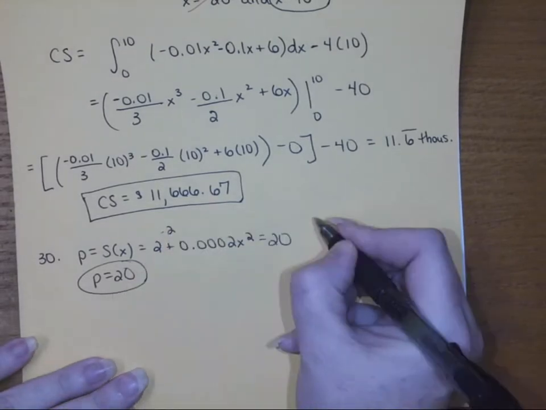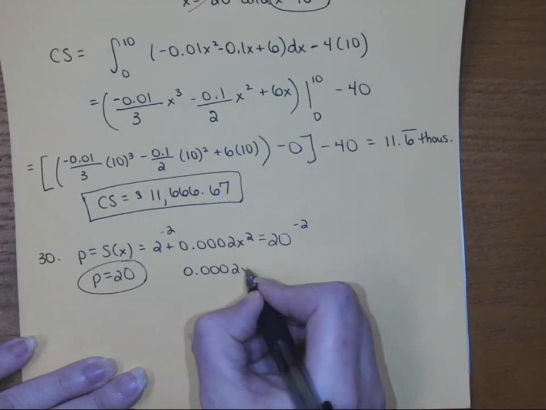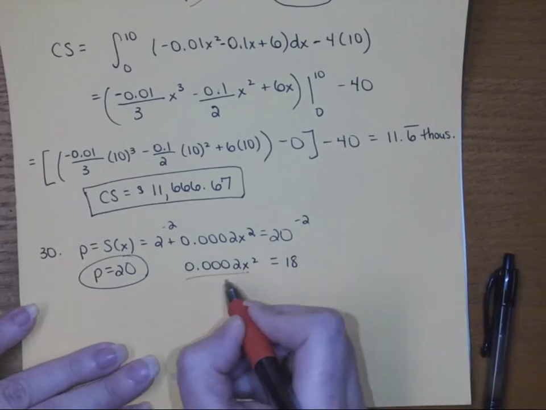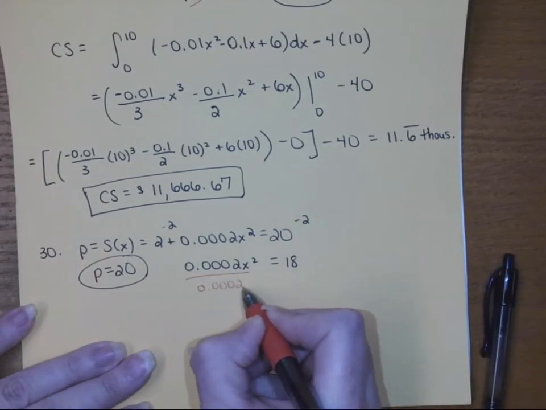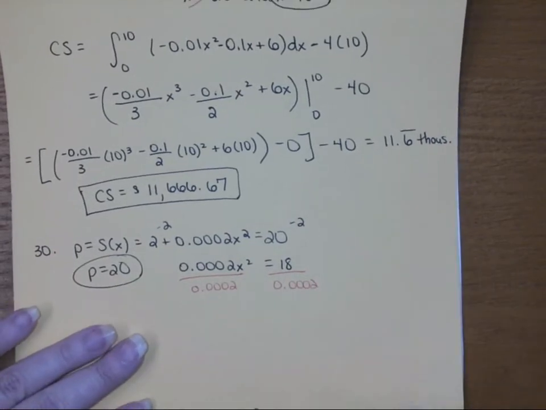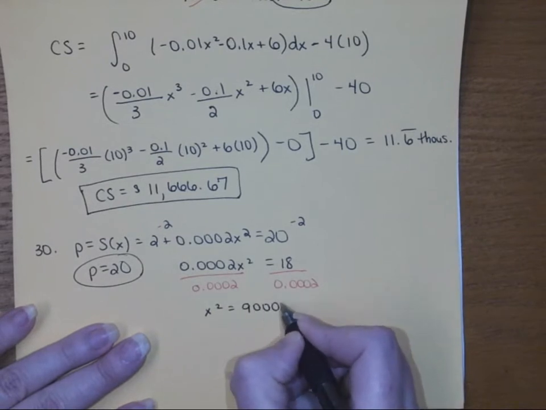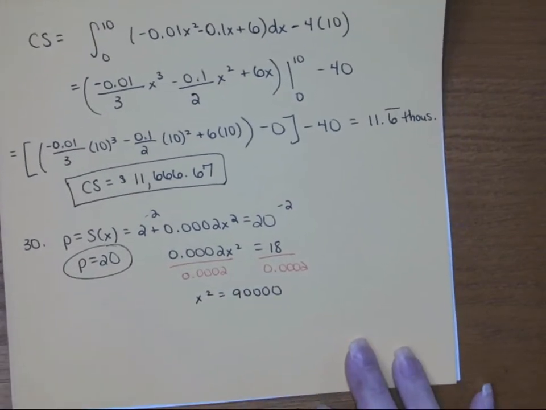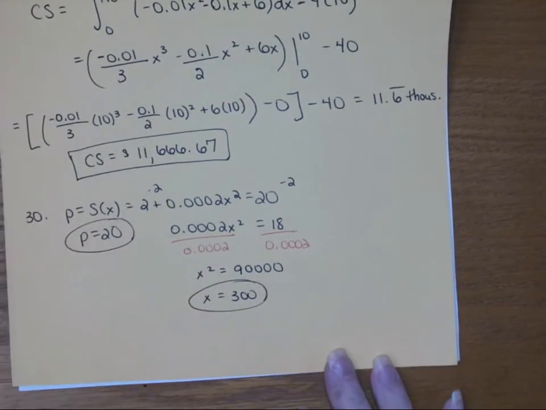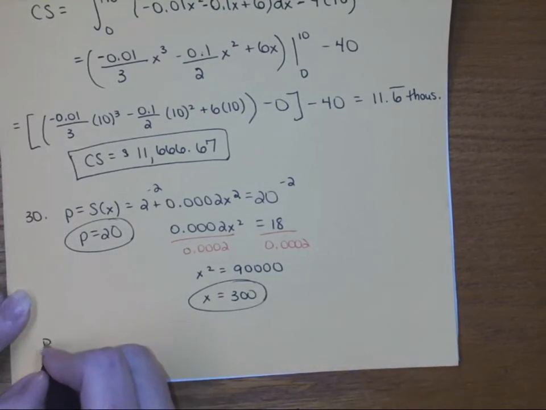So this one's a little different. We're going to subtract 2 on both sides. We get 0.0002 x squared equals 18. So if we divide by 0.0002, we're going to get x squared equals 90,000. Well, we can take the square root of that and we come up with something pleasant. It's 300. So now that we have our x and our p, we can do producer surplus.